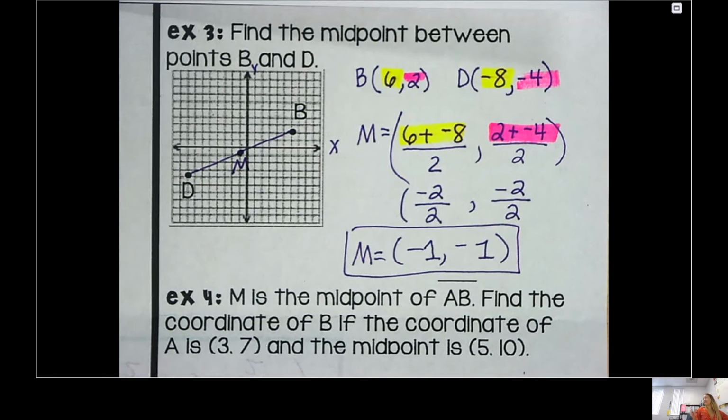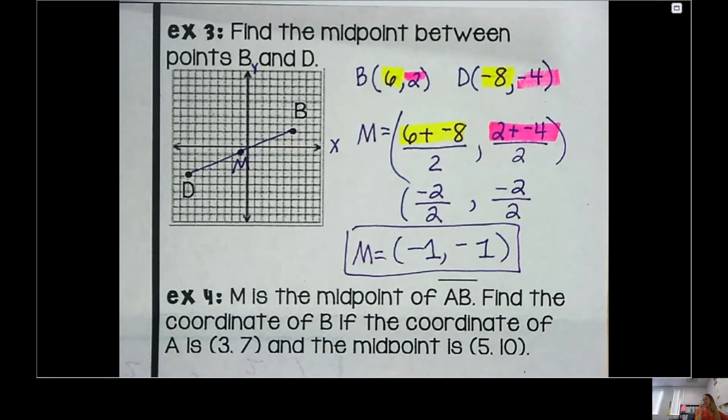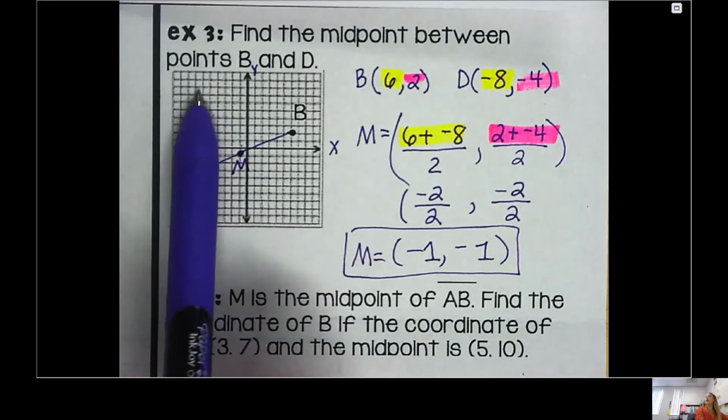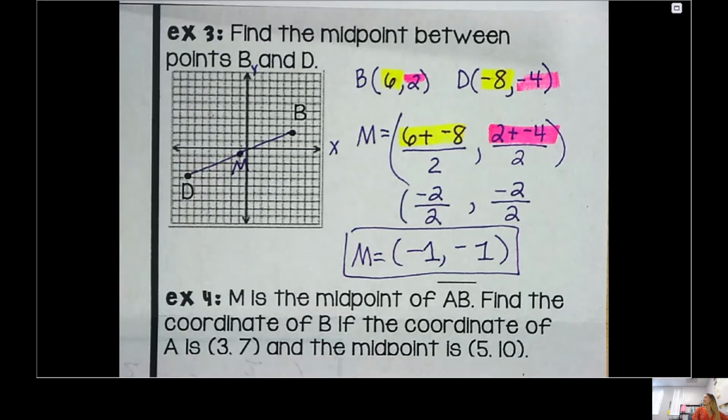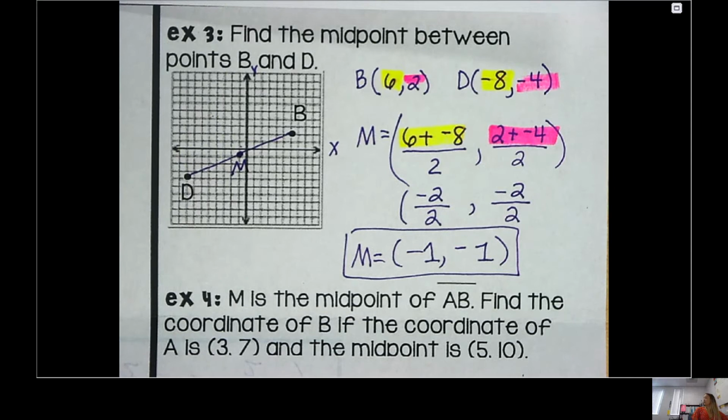If it doesn't look like it's in the middle, what does that mean? It's wrong. If you get a point that's like somewhere over here, you're doing it wrong. It should be on the line. All right, questions? We ready for the last one?